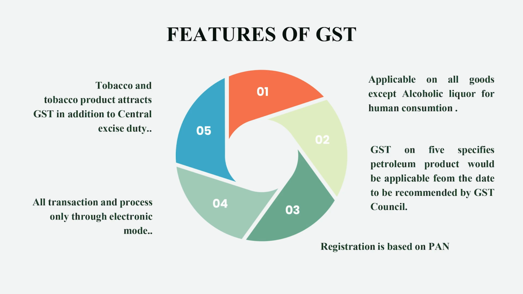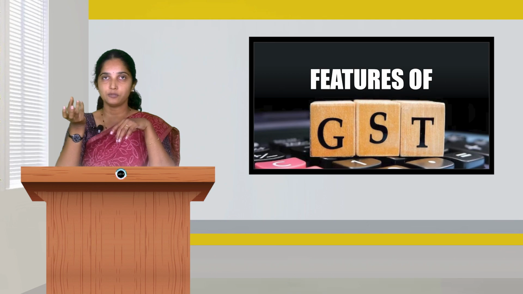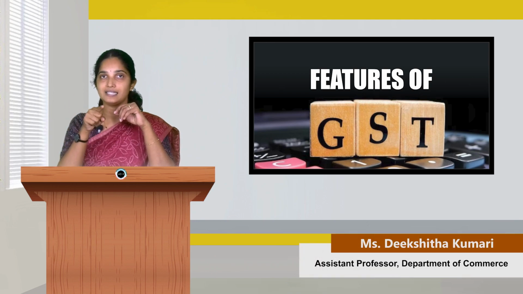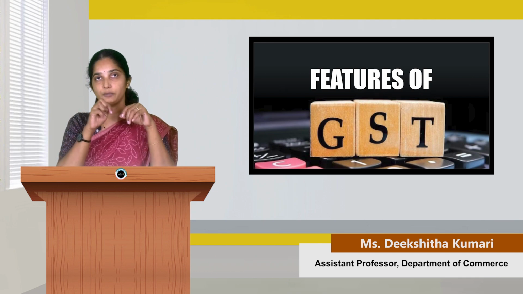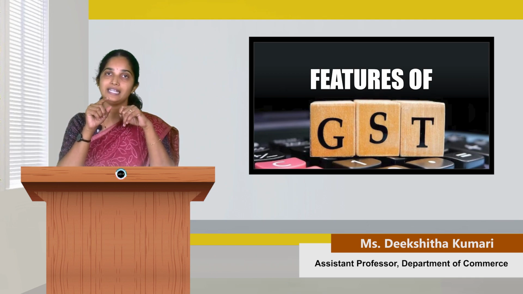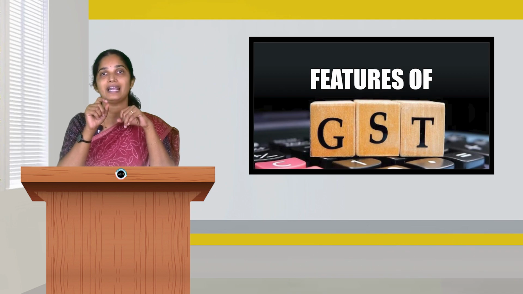Then the next feature: tobacco and tobacco products attract GST in addition to central excise duty. If you are a consumer of tobacco or tobacco products, you have to pay excise duty plus GST. In all other types of goods, you have to pay only GST, whereas tobacco and tobacco products are an exception to this. You have to pay GST as well as central excise duty for purchasing tobacco and tobacco products.